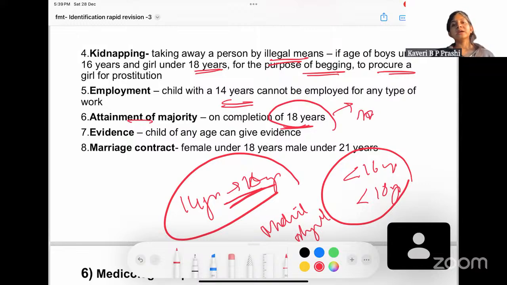That is when they'll be allowed to vote, they'll be allowed to choose their leaders and so on. That is after 18 years.